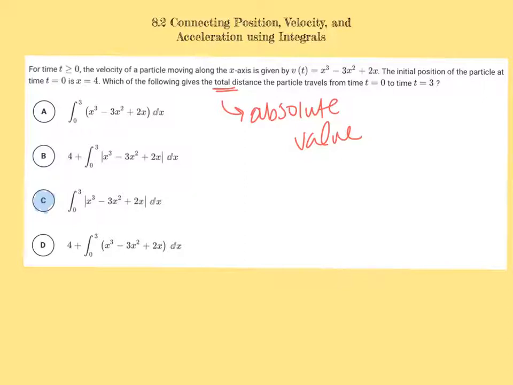Okay, absolute value, so it's either going to be B or C. The word total means that we need that absolute value in there. We don't want to include the 4. We only care about the total distance the particle travels from time 0 to time 3. We're already starting at 4. It doesn't matter if our starting point's 1,000,000. We don't need to add it on. It's not how much we're traveling between these two time periods. So that's why our answer is C here.